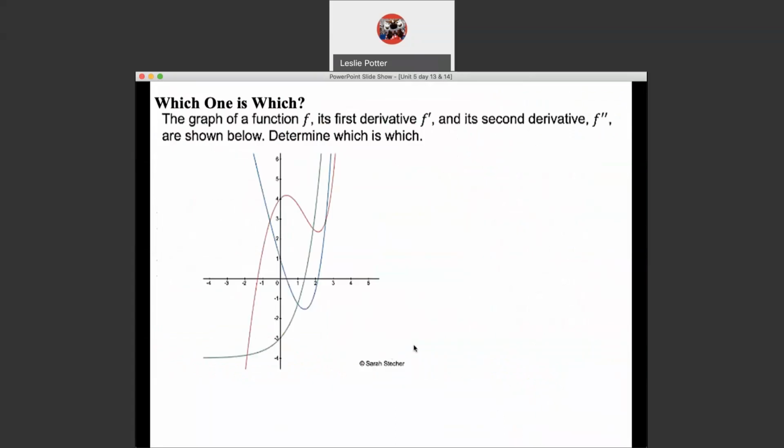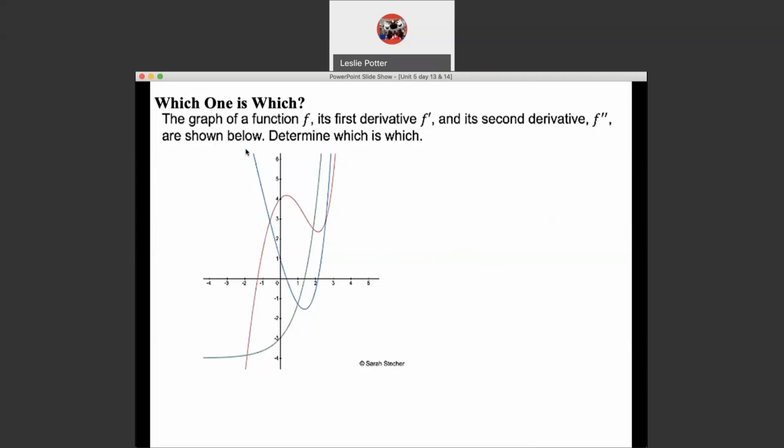Okay, so which one is which? Sometimes they give you all three graphs together on one coordinate plane. I kind of call it spaghetti because they get all tangled up with one another here. So it's tough to look at, but we've got to really sort out what we see. The best way to sort these things out is to start to look for extreme values on each of these graphs. The problem says the graph of the function, its first derivative f prime, and its second derivative f double prime are shown below. Determine which one is which.